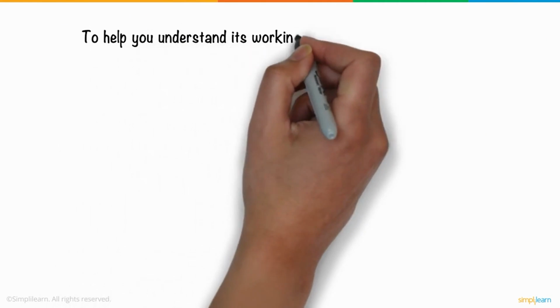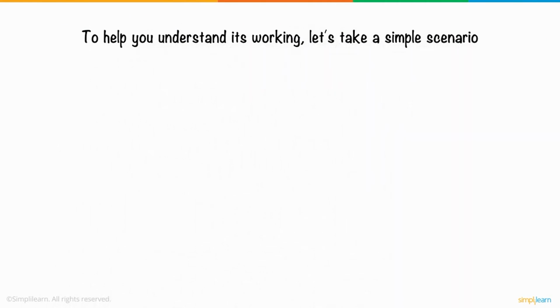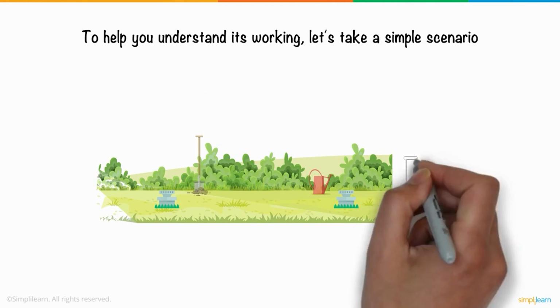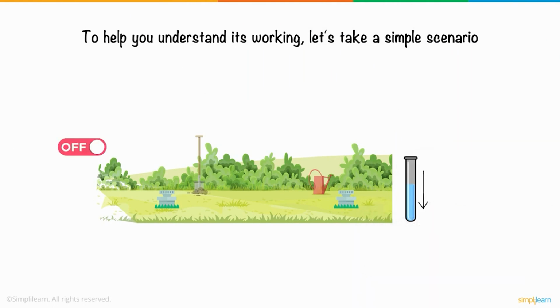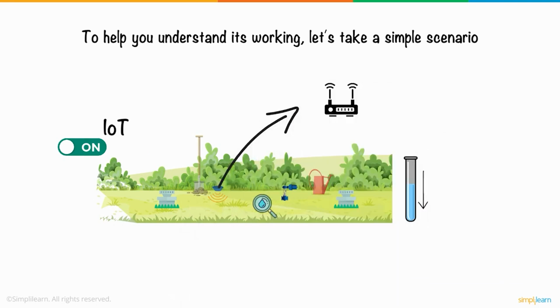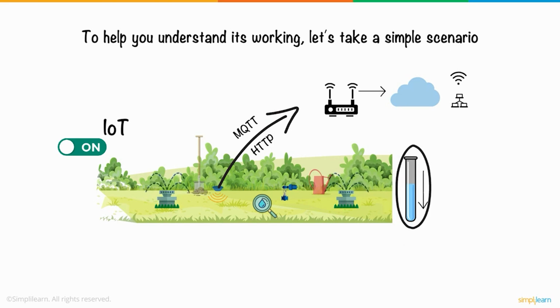To help you understand its working, let's take a simple scenario. Let's suppose you want to water your garden every time the moisture level in the soil drops. Instead of doing it manually, you could automate it using IoT. The sensors and actuators installed gauge the soil for its moisture. This information is sent to the IoT gateway with the help of communication protocols like MQTT or HTTP. The gateway significantly aggregates data and feeds it to the cloud with the help of Wi-Fi LAN. Once the moisture level drops, the system is immediately triggered and the sprinklers are turned on.